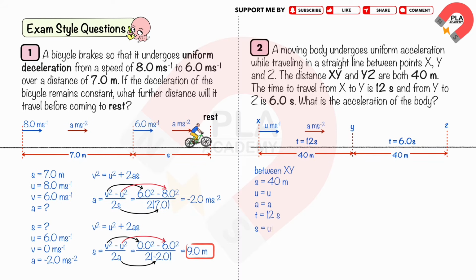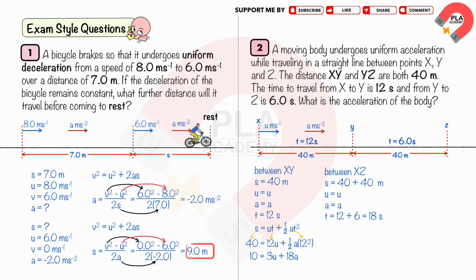We can use the equation s equals ut plus half at squared. We substitute s equals 40 and t equals 12. And then we simplify the equation, like this. Between points x and z, its displacement, s, is 80 meters, its initial velocity is u, its acceleration is a, and its time, t, is 18 seconds.